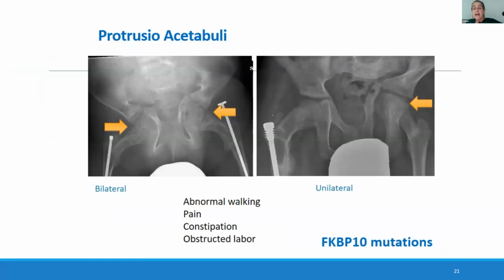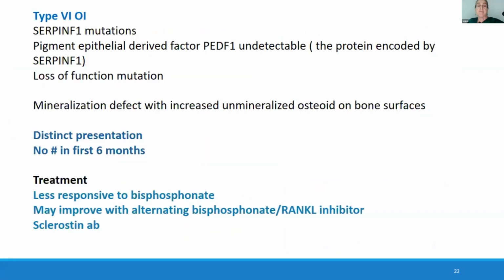The FKB10, BP10 mutations have awful protrusio acetabuli, so they end up not being able to walk very easily. The type 6 serpin F mutations, like your patient, have pigment epithelial-derived factor PEDF1 undetectable, and they have a mineralization defect. That was the bottom of those 3 pictures of the bone biopsy that I showed you. They have a very distinct presentation with no fractures in the first 6 months of life. They don't respond very well to bisphosphonates. And those are the patients who might do well using a RANK ligand inhibitor.